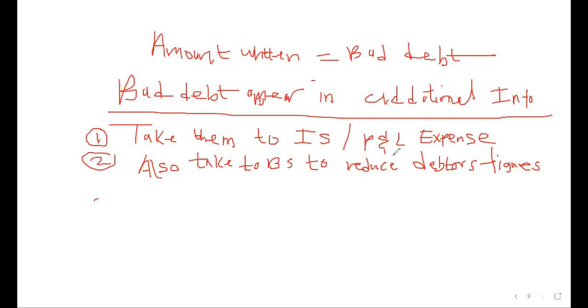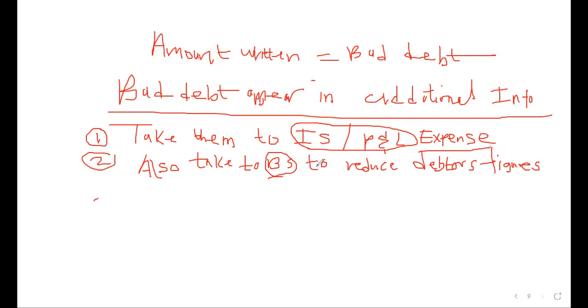So what you do, you take them to the income statement as an expense, a bad debt, and also take them to the balance sheet to reduce the debtors figure. So if the debtors figure was 150,000 and you write off 50,000, you remain with the good debtors of how much?